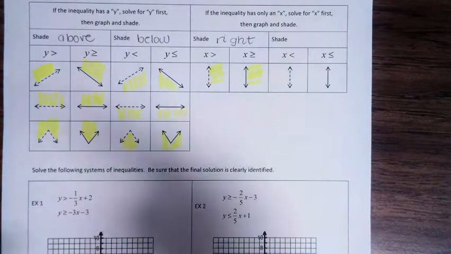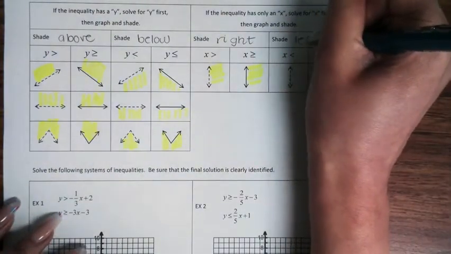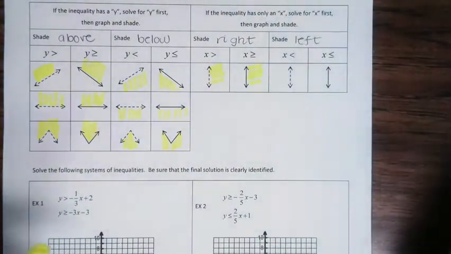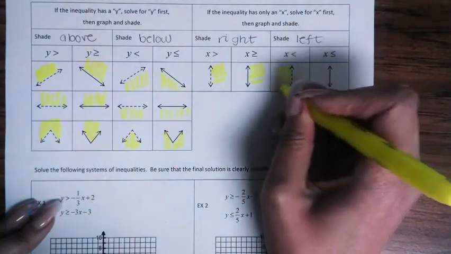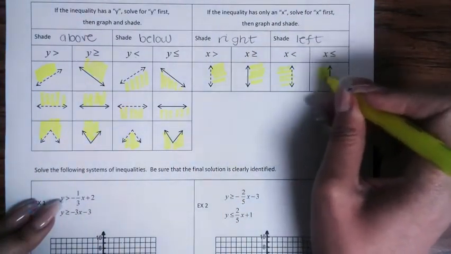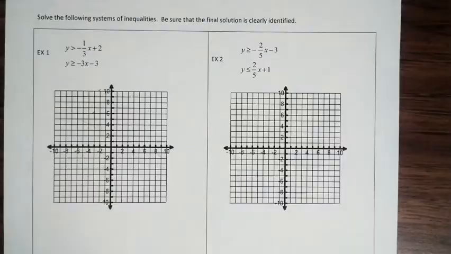And when you have less than, it's going to be shading the left side. When you solve it for x, you are going to shade the left side. So this is the part that you are going to shade in that situation. Now let's move on to these examples.